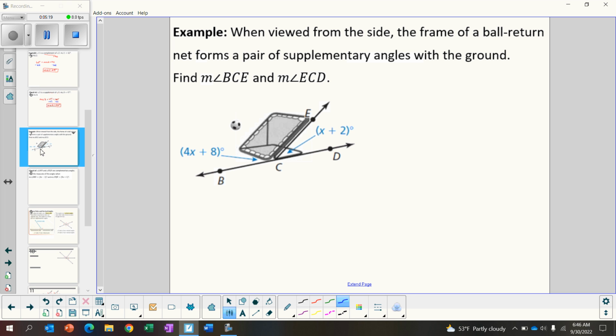All right, when viewed from the side, the frame of the ball return or net forms a pair of supplementary angles with the ground. So they're telling us supplementary. So these two angles, this looks like this. So we have these two angles here. So supplementary means adds to 180, so we will add them to 180.